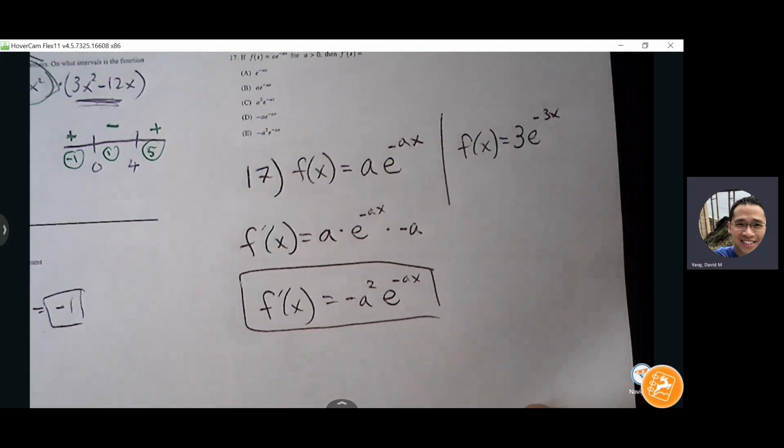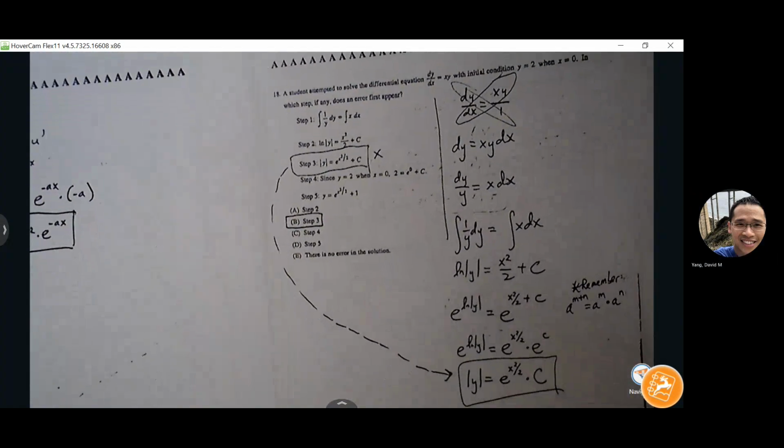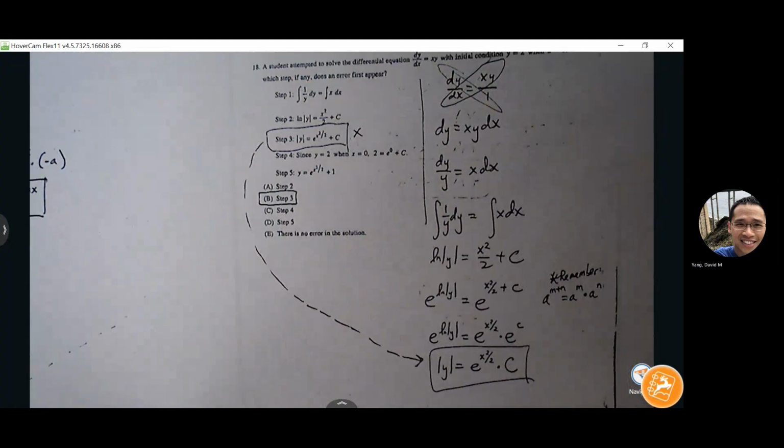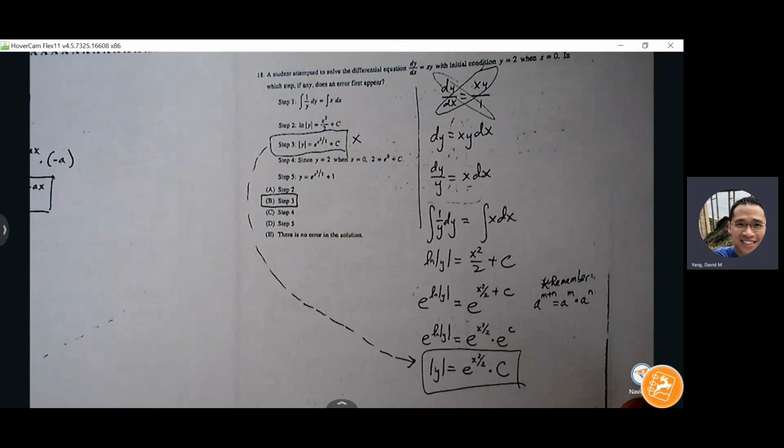Okay, next up, 18. I'm just solving the differential equation. I'm not even looking at these steps. I just want to step through it on my own, see how far I get, and then see where my steps don't line up with the incorrect one.